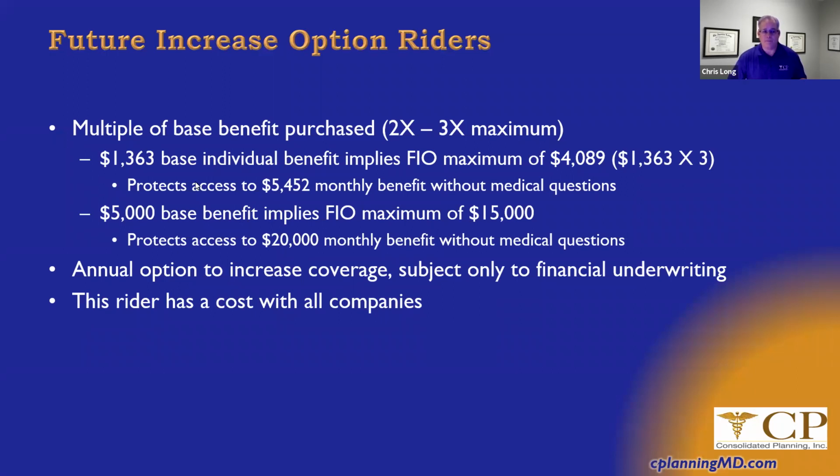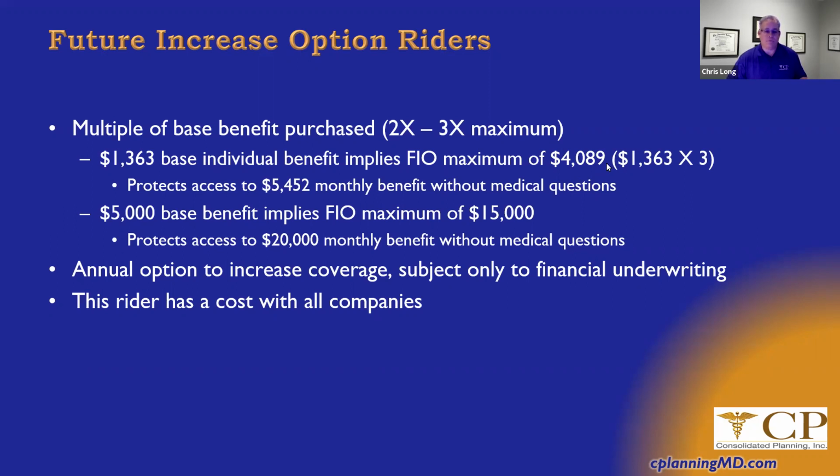Well, the problem is if you just got $1,363 of coverage, then the maximum amount of future increase option rider that you would have access to is 2 to 3 times that. So 3 times $1,363 is $4,089. So if you only got $1,363 of benefit, you would only prophylactically protect access to another $4,089 of coverage, which probably is not enough based on almost every specialty's income.